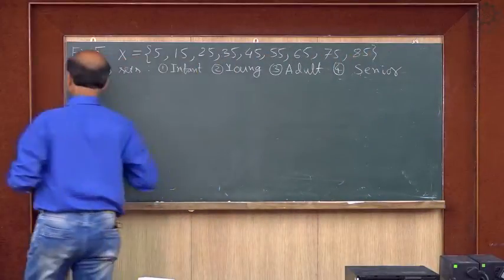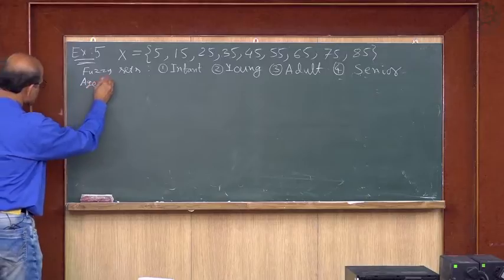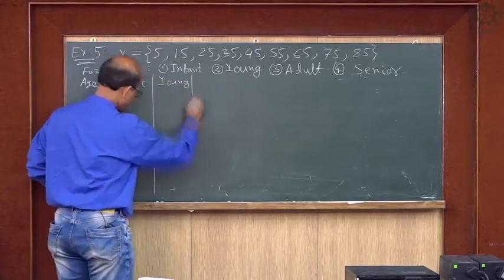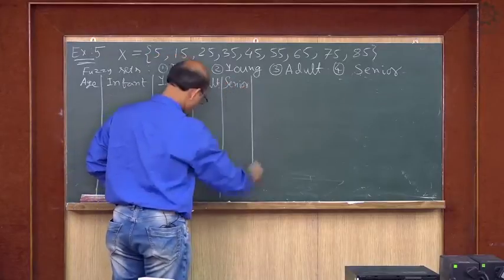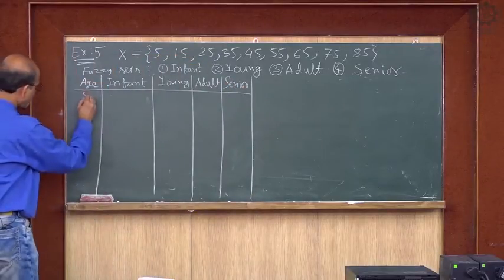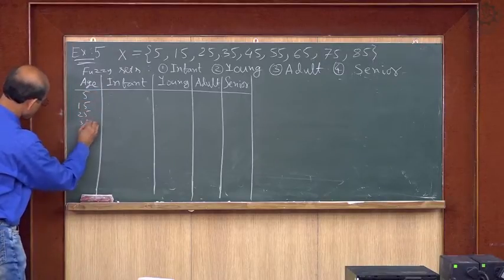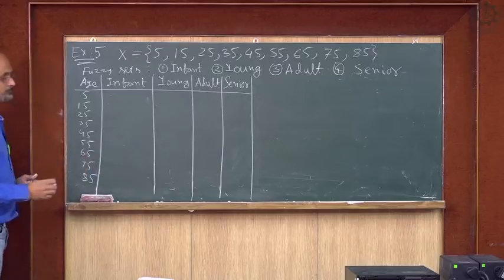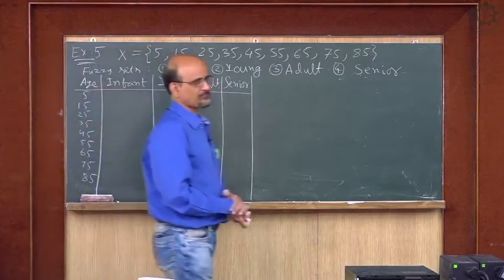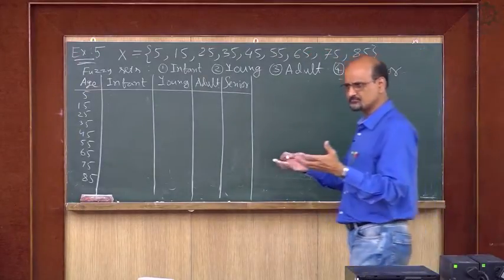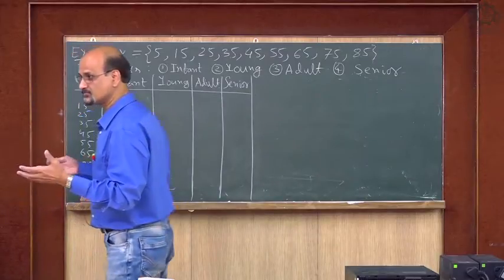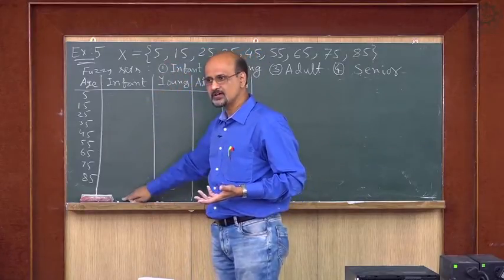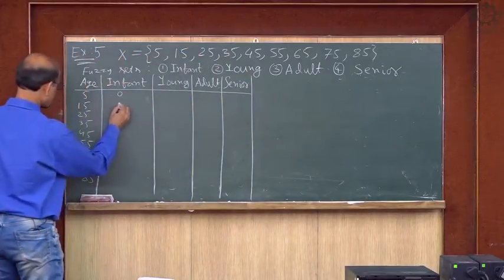Now let us make a table. Here we have age, and here we have infant, then young, adult, senior. The ages are 5, 15, 25, 35, 45, 55, 65, 75, 85. Now take the infant fuzzy set first and place the membership values as per your choice. For infant, all the membership values are 0, meaning it is not there.